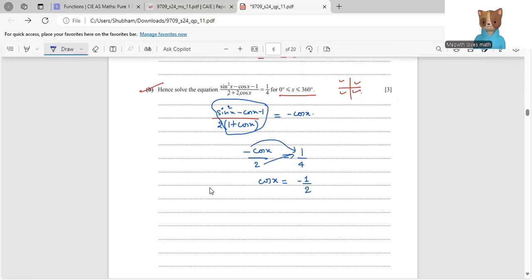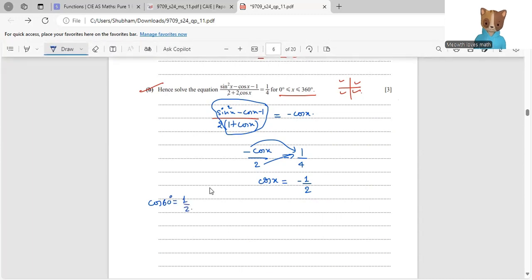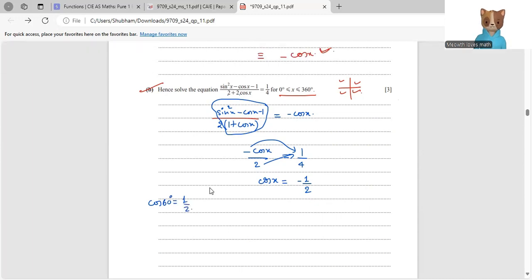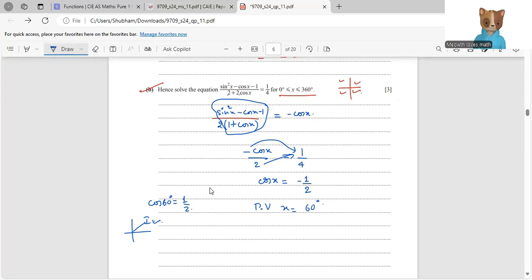Negative 1 by 2. Okay, now cos of what will give you 1 by 2? We know that cos 60 degrees is equal to 1 by 2. Yes or no? Yes, but cos 60 lies in the first quadrant, so it's positive, but here it is negative. So my principal value is how much? X is equal to 60 degrees.